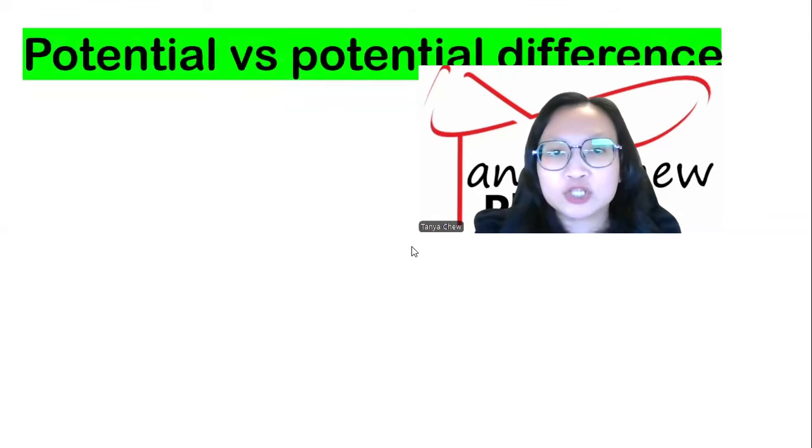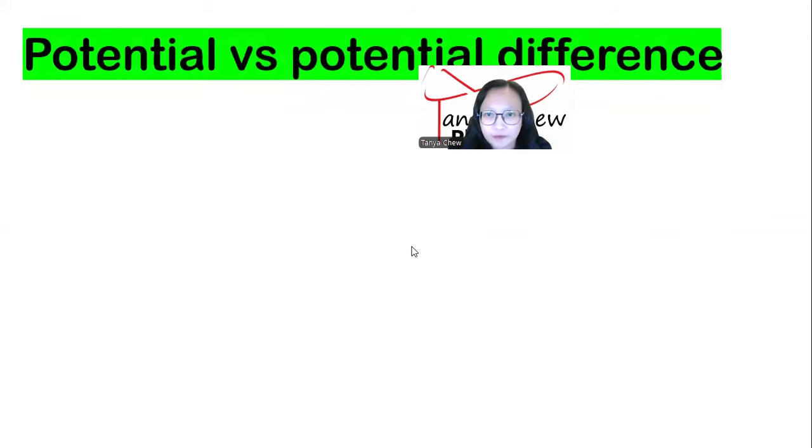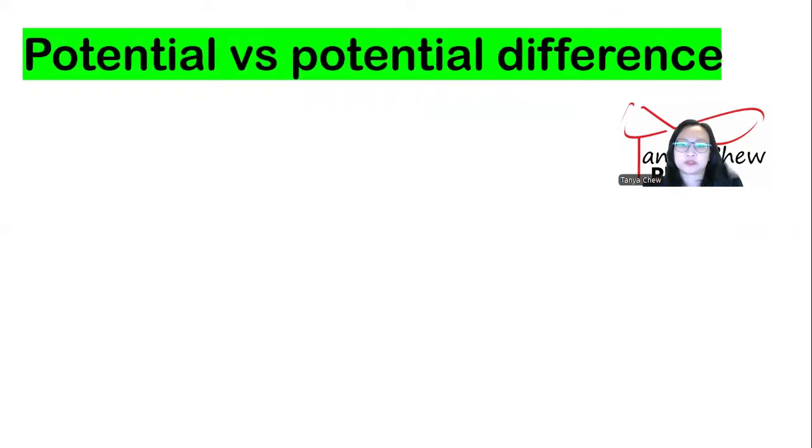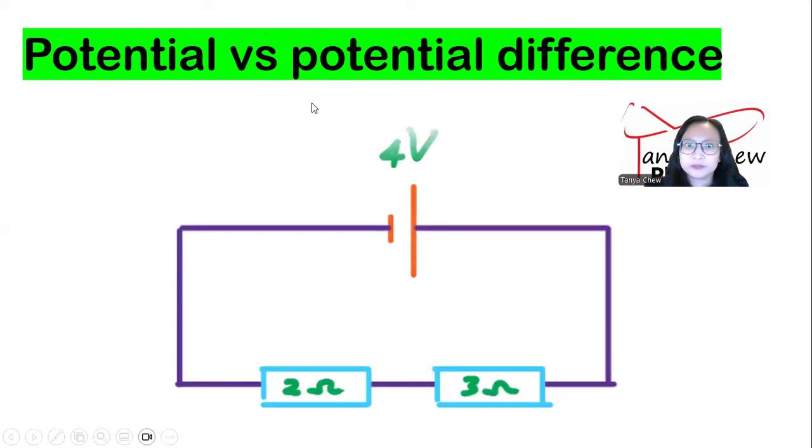Now, potential vs potential difference. It is very important that you know how to differentiate between potential and potential difference. Do you know it? If you don't know, doesn't matter. I'll draw you a circuit to make you understand better. I have a circuit. I have a cell. The cell is of 4 volt. The positive terminal of the cell is connected to a 3 ohm resistor, and the negative terminal of the cell is connected to a 2 ohm resistor.